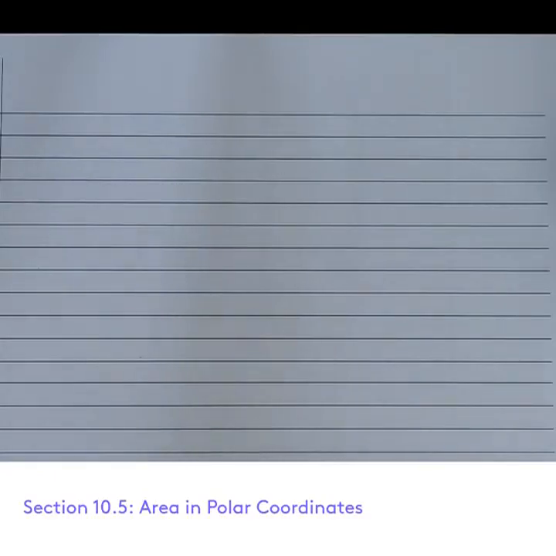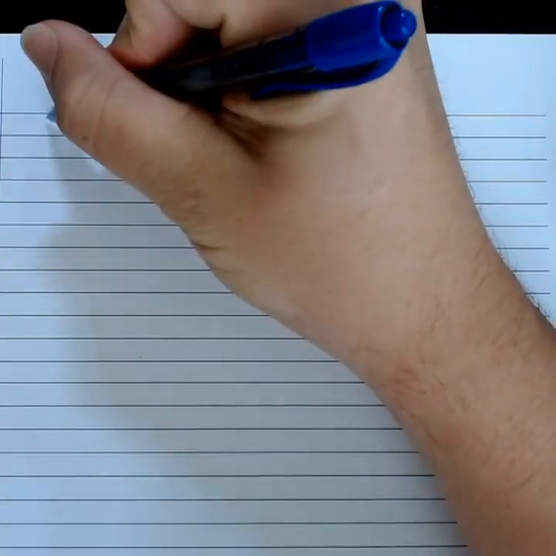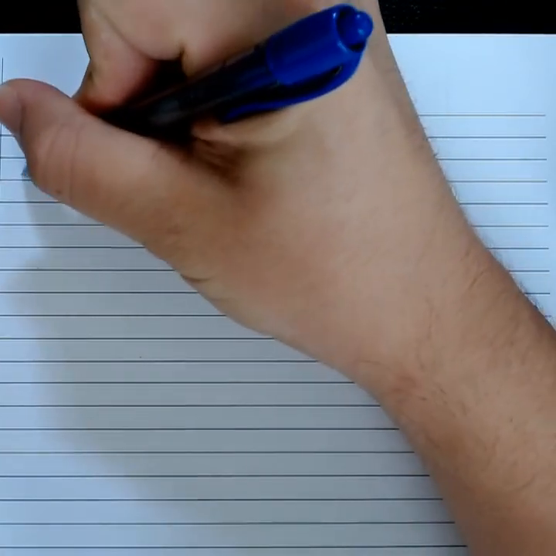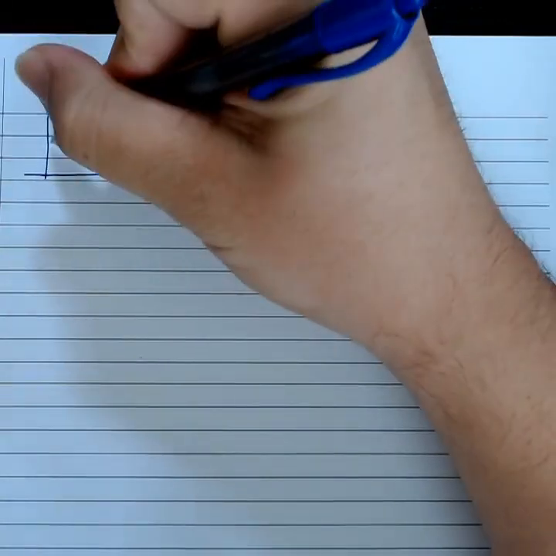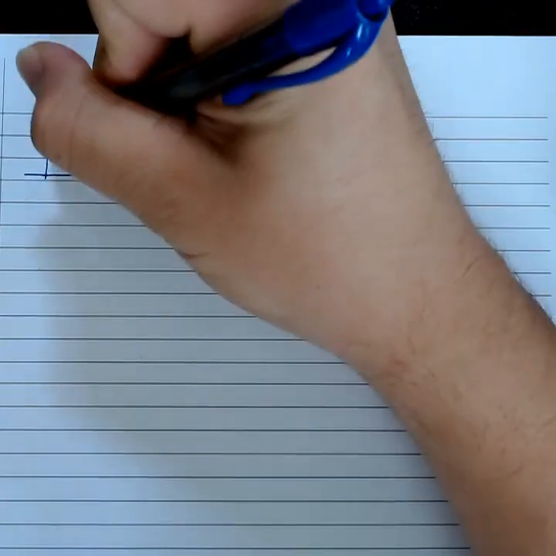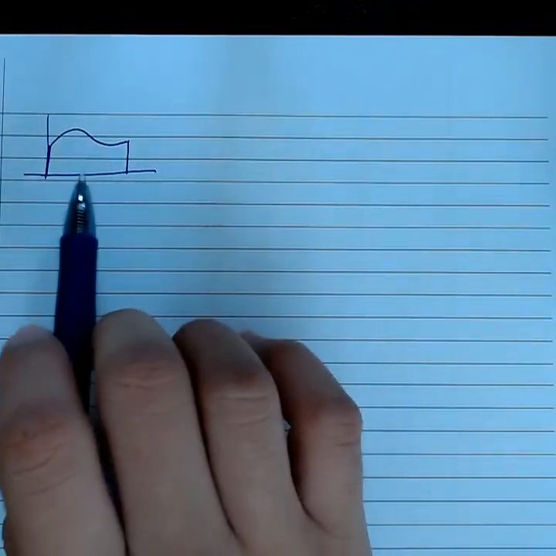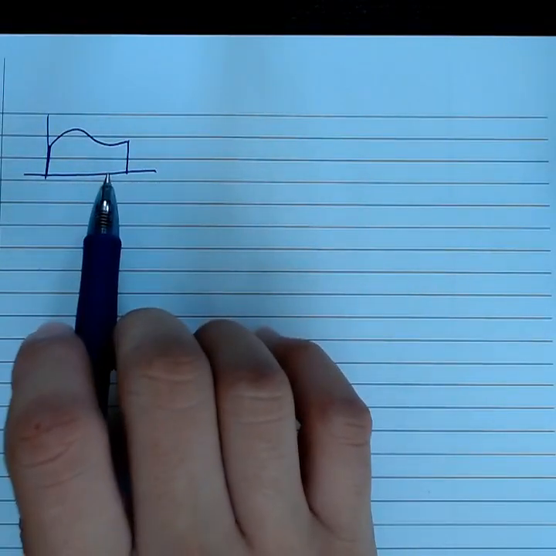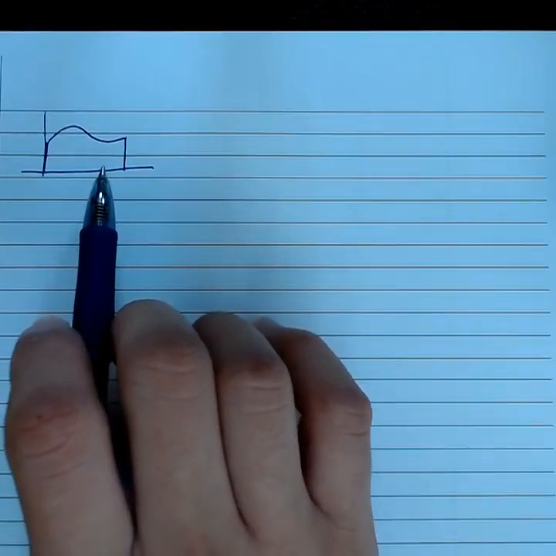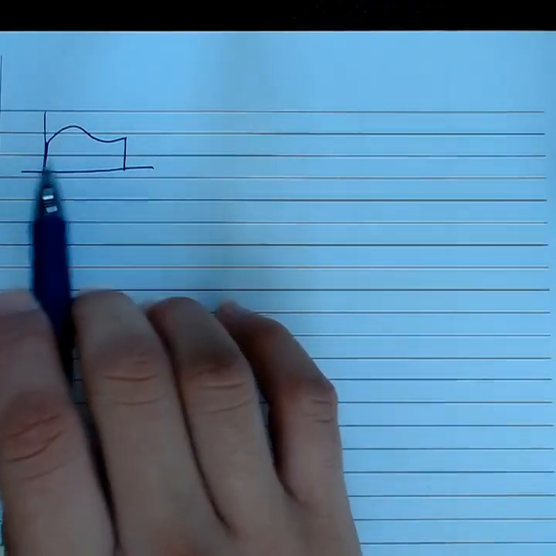Looking now at section 10.5, let's talk about area in polar coordinates. Going back to Cal 1, one of our central ideas is the concept of area in an unusual region. We know how to find the area of circles and squares and triangles and rectangles, going back to the most basic geometry.